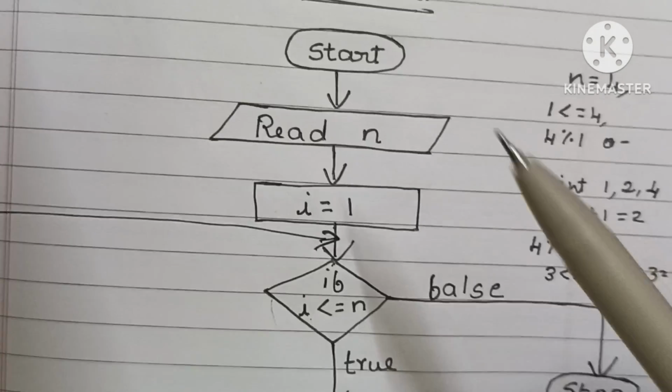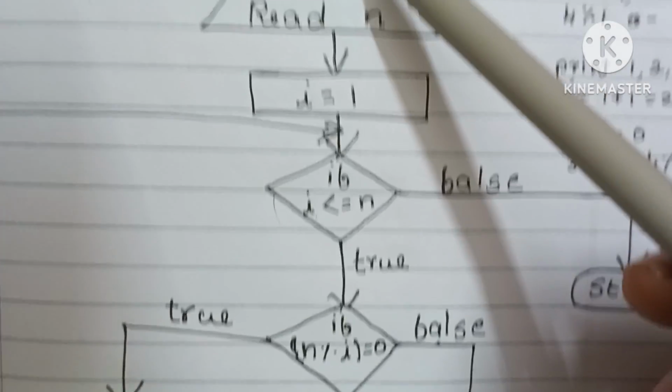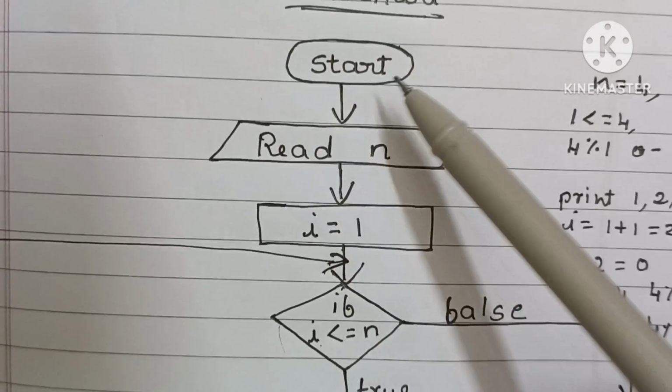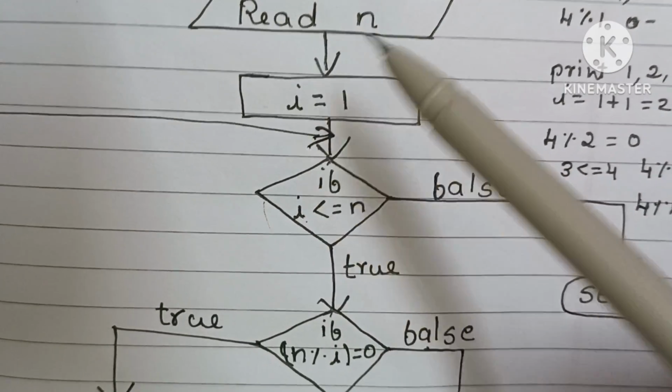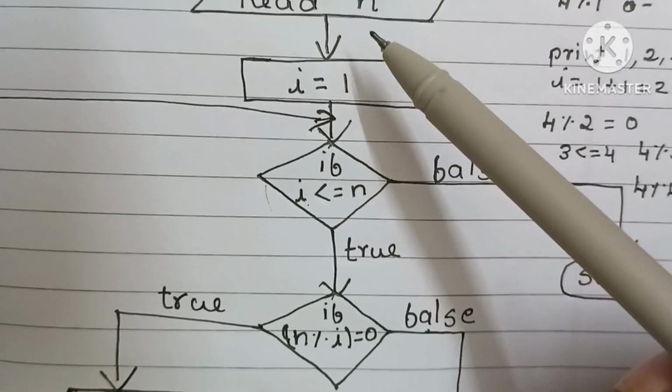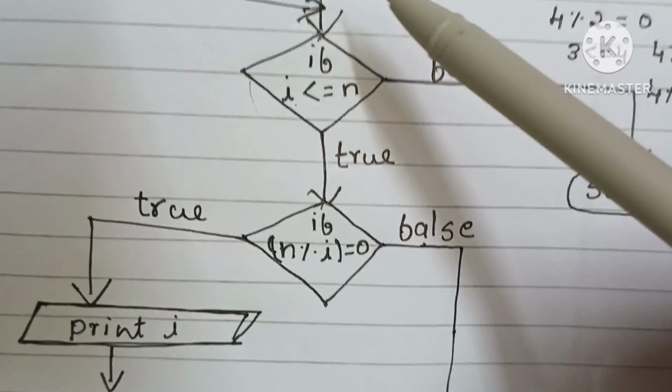So guys, this is the flowchart to find all the divisors of a number. It starts with the start statement. It is written within an oval shape. Next we have to read the input value, that is n. It is written within a parallelogram shape. Next we have to declare the value of I, that is equal to 1.